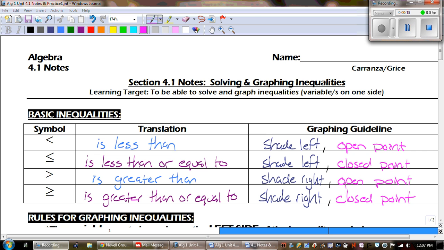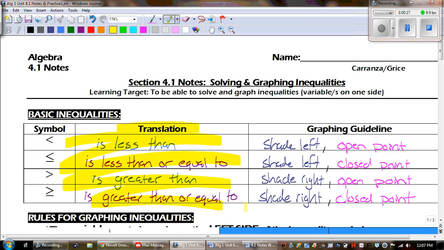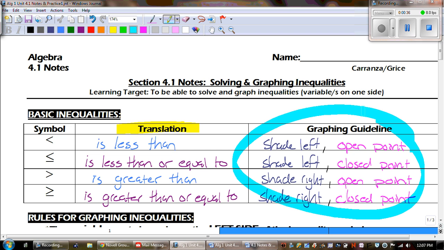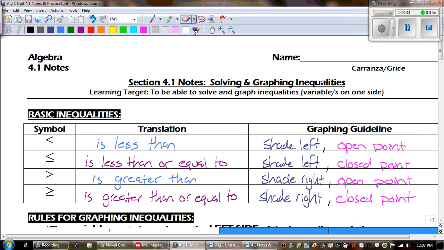So we've got some basic inequalities information down here. Now the translation part, you guys should be familiar with all of those. That's old stuff. That's stuff that we're reviewing. Now, everything on the right over here, because now we're talking about graphing, is going to be new. Okay, so let's review some of these things.